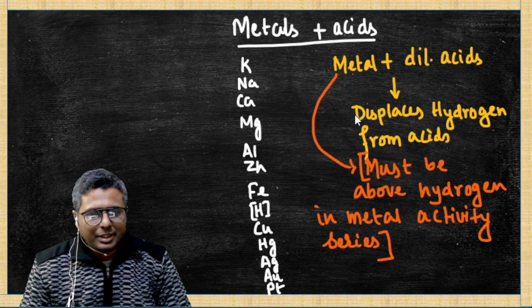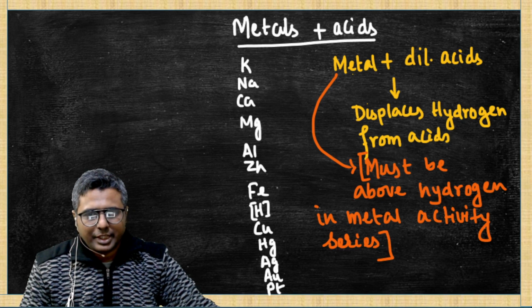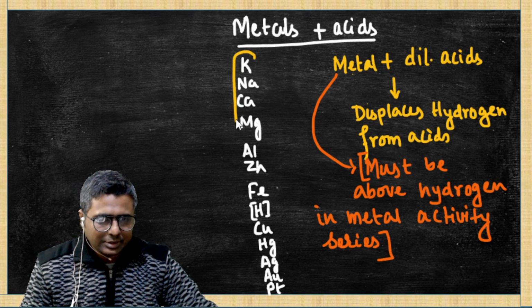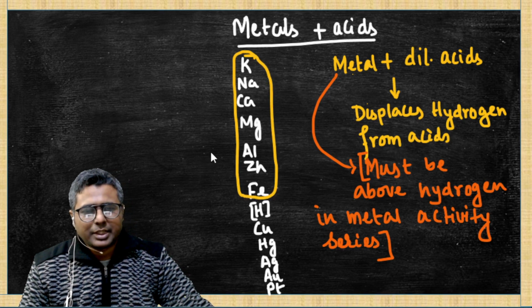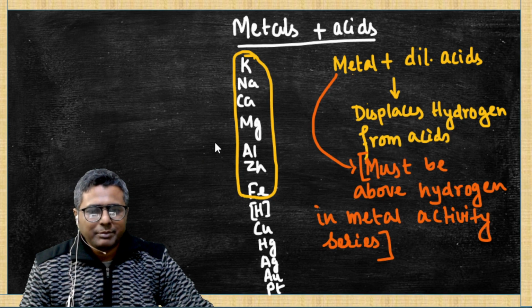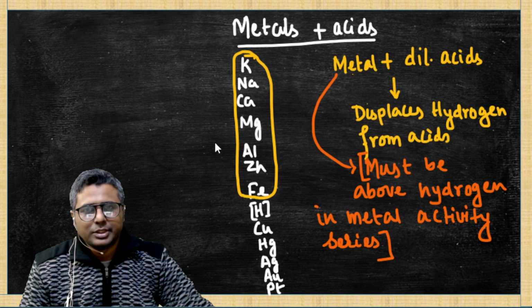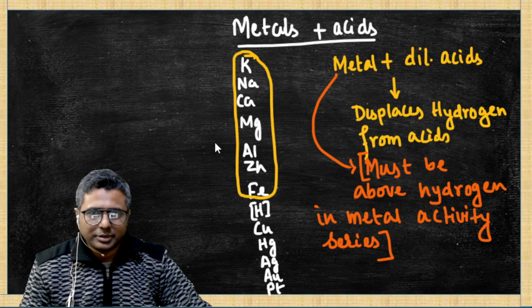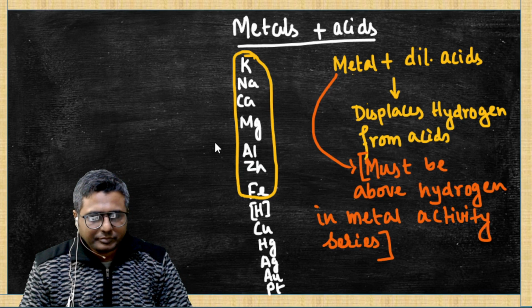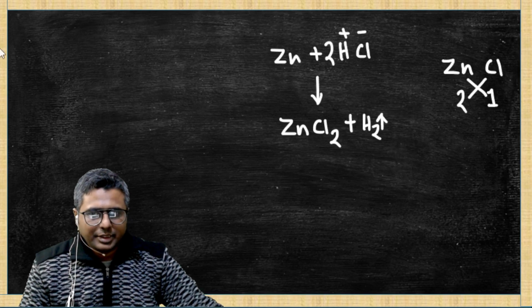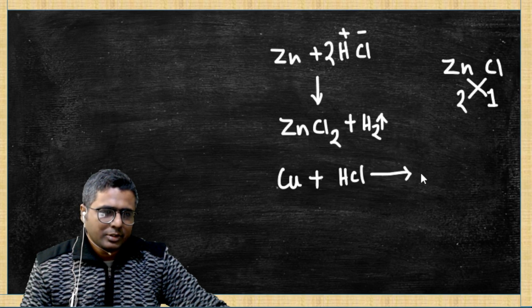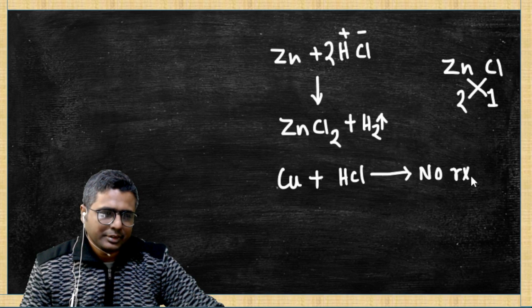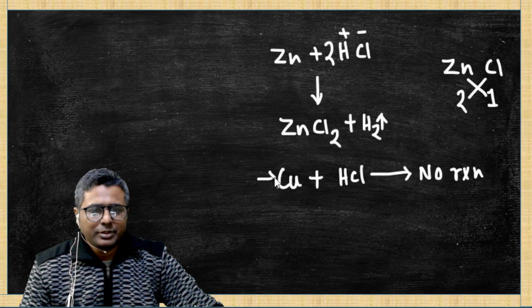So, any metal above hydrogen, that is up to this, potassium to iron, will be able to displace hydrogen from dilute acids. However, if the metal is below hydrogen in the metal activity series, like copper plus HCl, then there will be no reaction.